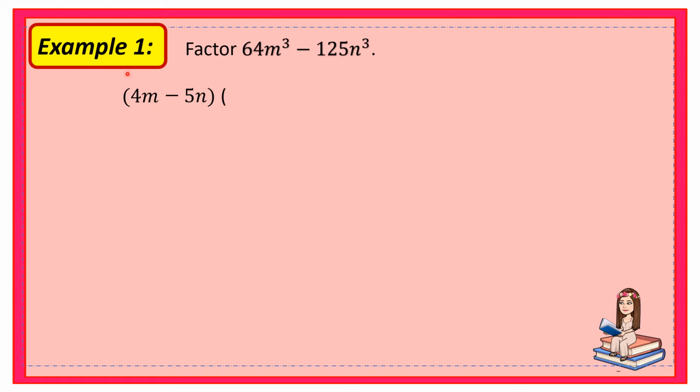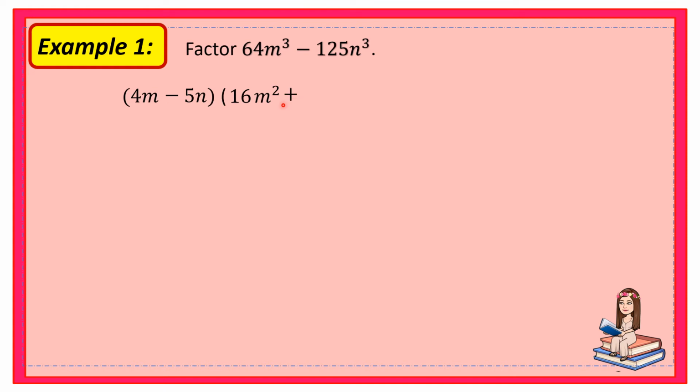Yung ating unang cube root na 4m, i-square mo. Square. So, 4 squared or 4 times 4 is 16. And then, m squared. The square of m is m squared. Ulit, kunin ang first nating cube root at kunin ang square niya. Sunod, yung ating operation, you have to get the opposite. So, kung minus yan, ang ilalagay ko dito ay plus.